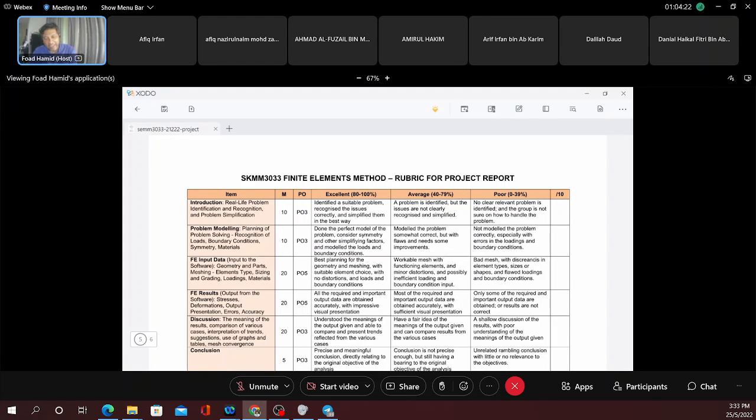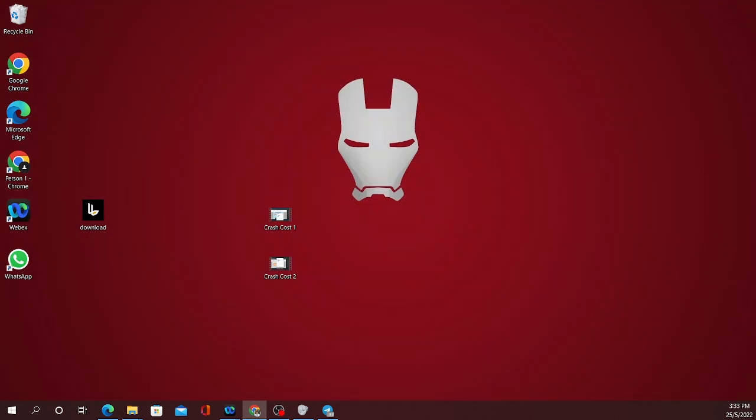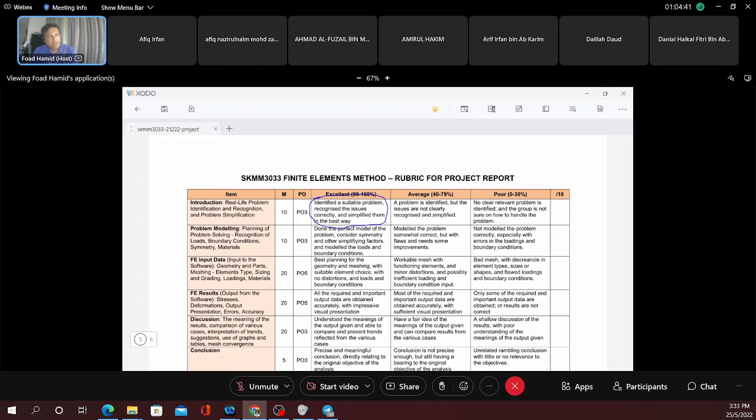So for introduction, excellent is this: identify a suitable problem, recognize the issue correctly, simplify it in the best way. I expect this in your report. And this one is poor: no clear relevant problem is identified. I can show you some of the reports. Suddenly there is analysis, with no introduction. This is another example of not good technical writing.